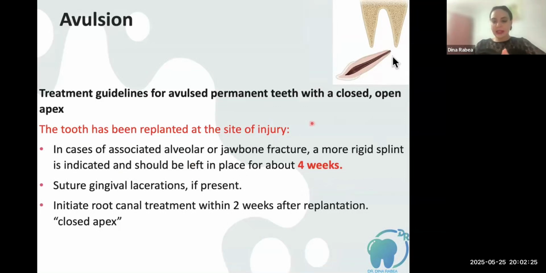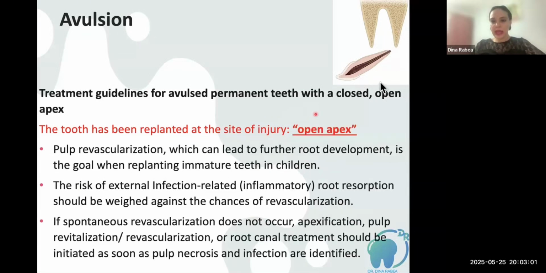So the difference between what to do after the splint in a closed versus open apex. With a closed apex, most of the time we have to initiate the endodontic treatment before removing the splint. Of course, if we have a gingival laceration or, again, a complicated bone fracture, we have to extend the splinting and make sure we suture the gingival laceration. And again, with the closed apex, we have to initiate the root canal treatment before removal of the splint or within 2 weeks. But again, for the open apices, we have the hope for spontaneous revascularization.